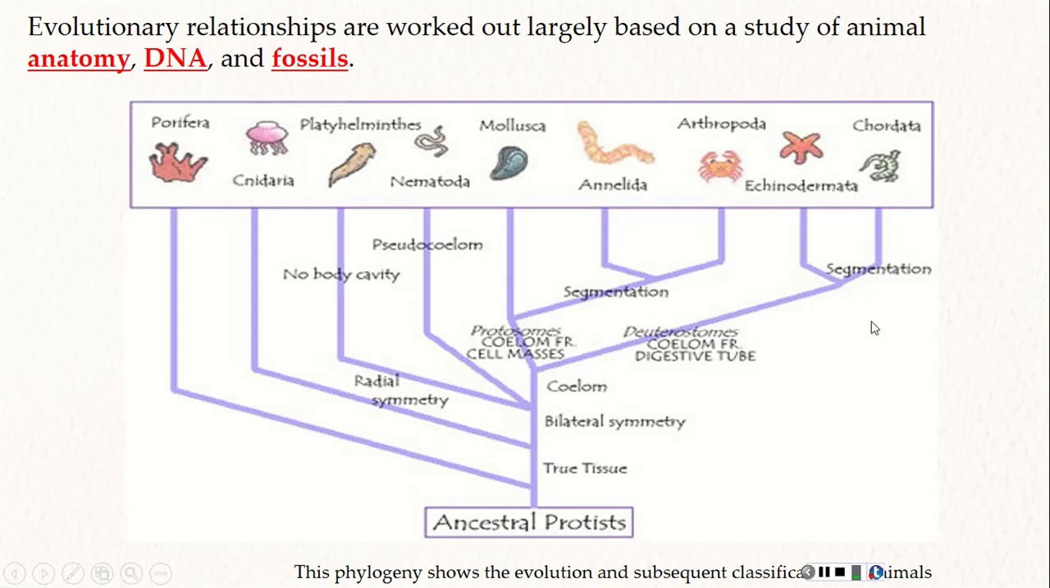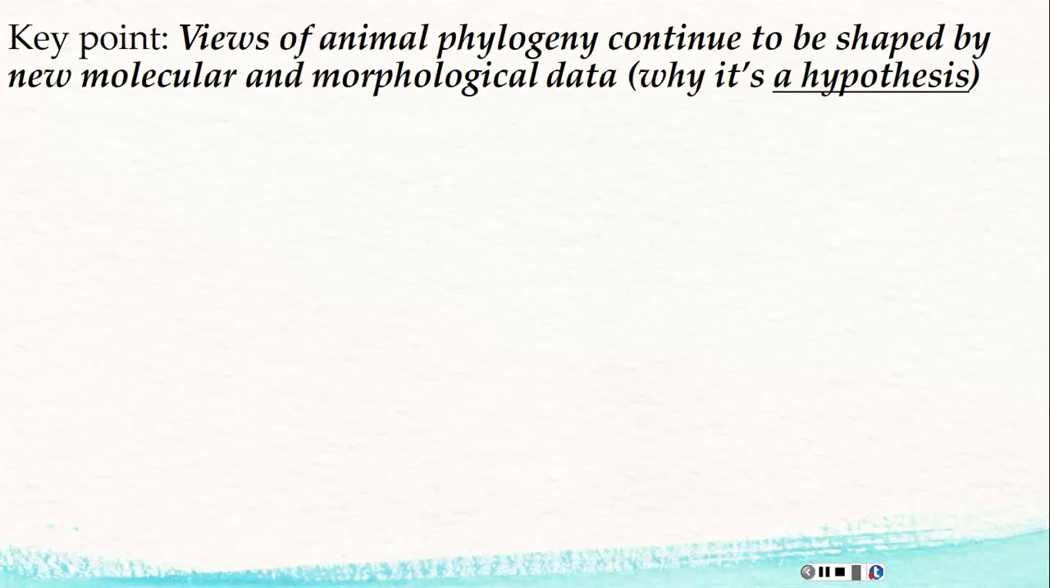So again, just a nice overview of how animal groups are separated from one another, or the distinct differences in those characteristics that we've already studied.